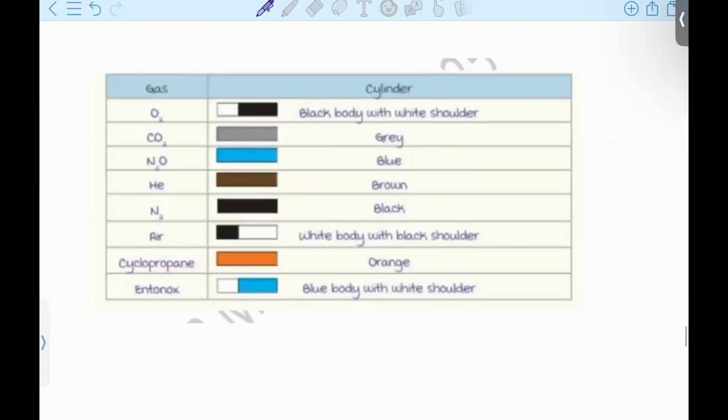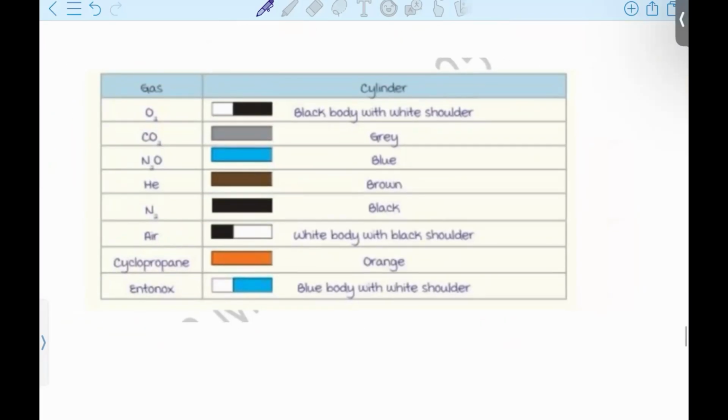Next, moving on to the cylinders and their colors. For O2, you will be thinking of black and white. Okay, the oxygen cylinder will be the black and white cylinder. CO2 will be gray, N2O will be complete blue, and Entonox will be white and blue. Okay, complete blue for N2O, and white and blue for Entonox. Next, helium will be brown, N2 will be black. At least these should be remembered.